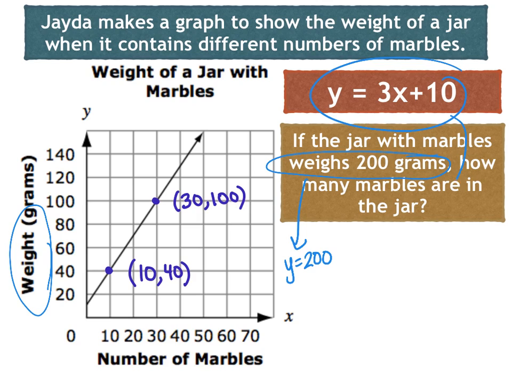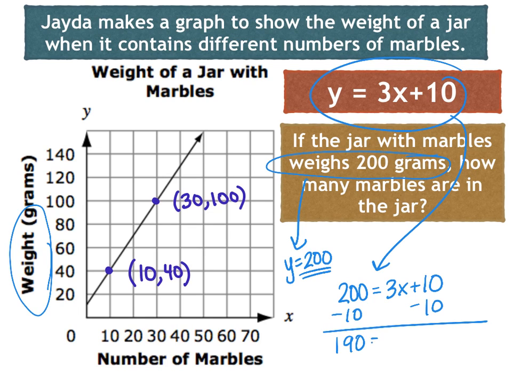So the weight being 200 grams is really telling us the fact that y equals 200. I might have misspoke before. I might have said 100. I meant 200. So I can take my equation, replace y with 200, rewrite the rest of the equation, and now we just do some quick solving. Subtract 10. We get 190 equals 3x. We divide both sides by 3. And using a calculator, we get that x is approximately equal to 63.3. So really approximately 63. So we would say if the jar weighs 200 grams, it must contain approximately 63 marbles.